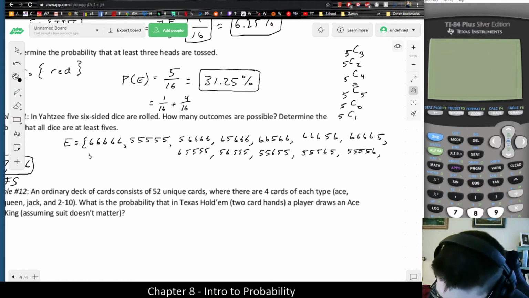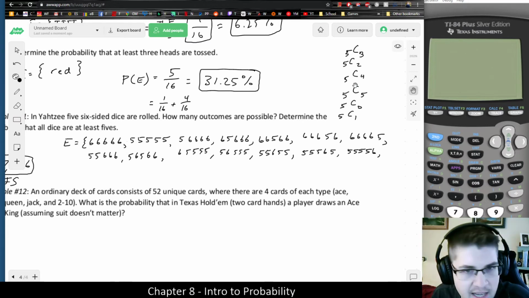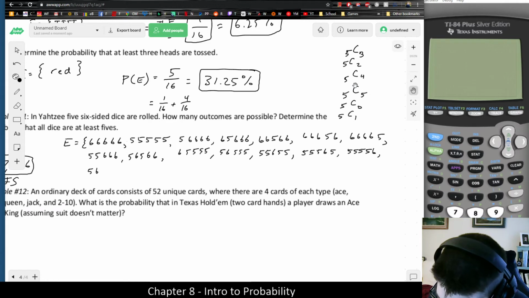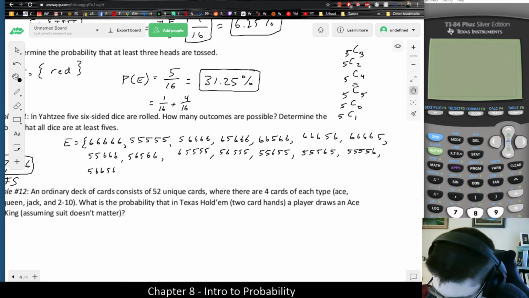Okay, so I could have 5, 5, 6, 6, 6, 5, 6, 5, 6, 6. And again, I'm looking for 10 results here with 2 5s. I could have 5, 6, 6, 5, 6, 6. Whoops, that's too many 6s. 5, 6, 6, 6, 5.